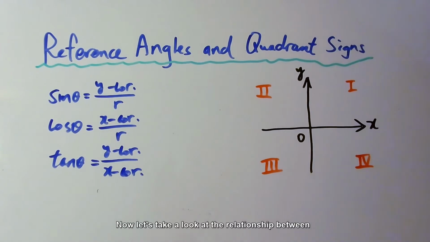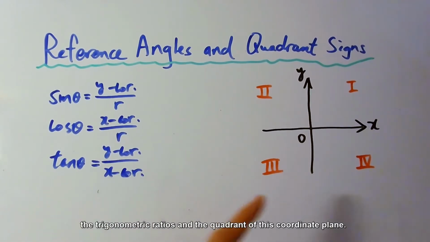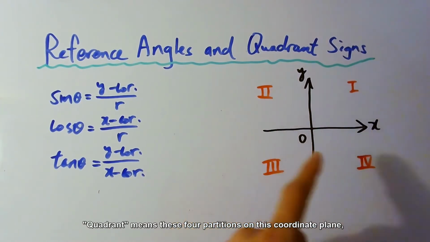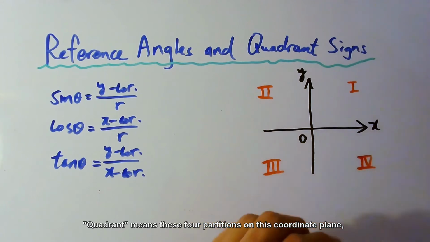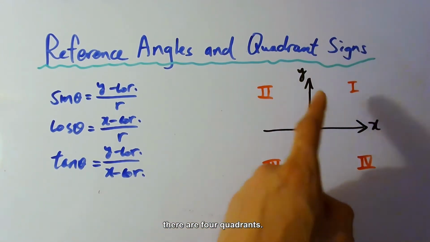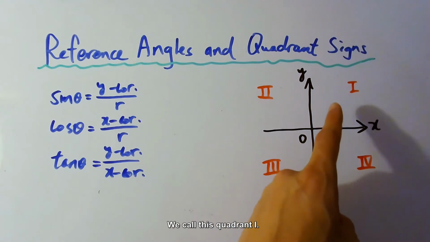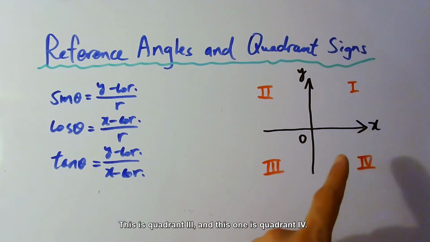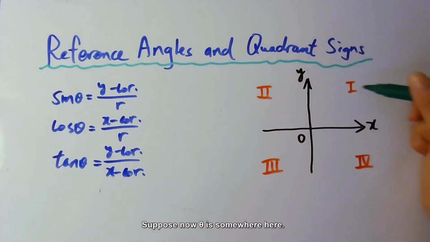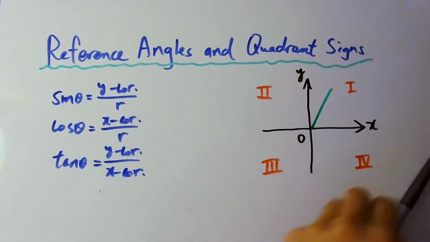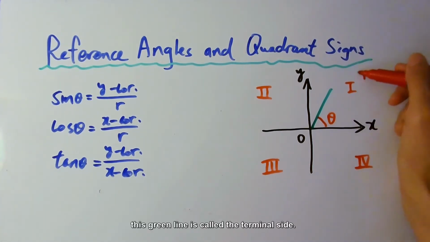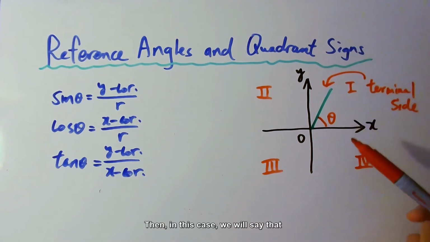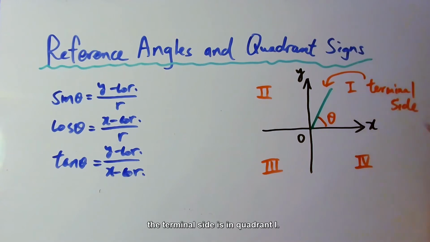Now let's take a look at the relationship between the trigonometric ratios and the quadrant of this coordinate plane. Quadrant means these 4 partitions on this coordinate plane. So for a coordinate system, there are 4 quadrants. We call this quadrant 1, this is quadrant 2, this is quadrant 3, and this one is quadrant 4. Suppose now the theta is somewhere here. Then we will say that this green line is called the terminal side. Then in this case, we will say that the terminal side is in quadrant 1.